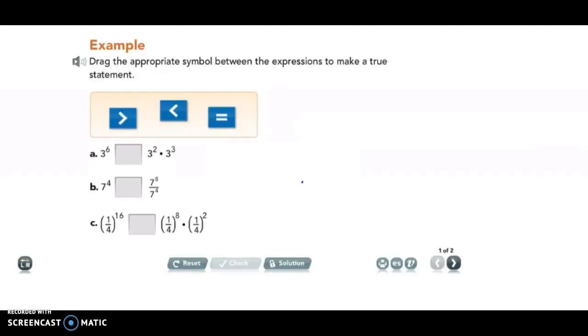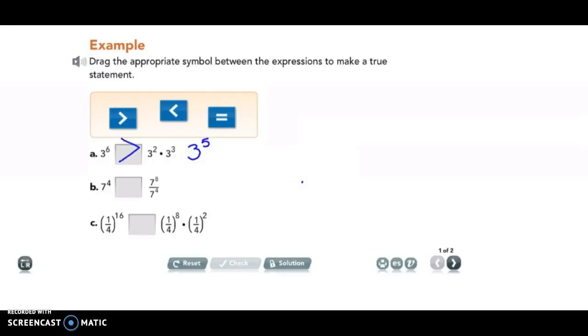This part is also a review, so it says to drag the appropriate symbol to make the expressions true. So first we're going to find out what each side is. For A, we have 3 to the 6th power, and on the other side we have 3 squared times 3 to the 3rd. Here we multiply 3 squared times 3 to the 3rd, which means that we're going to add our exponents. So I'm going to have 3 to the 5th power. Well, 3 to the 6th power is going to be larger than 3 to the 5th power, so we're going to put the greater than symbol in.